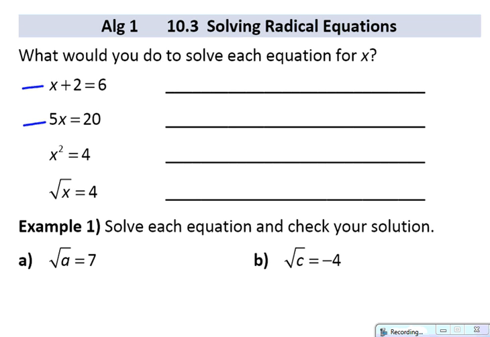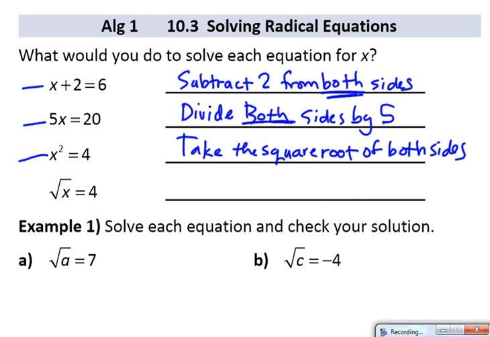On the next one, 5x is equal to 20. What would we do to both sides? We divide both sides by 5. x squared is equal to 4. We've just been doing that in this last unit. In order to solve that for x, we would take the square root of both sides. That's right.